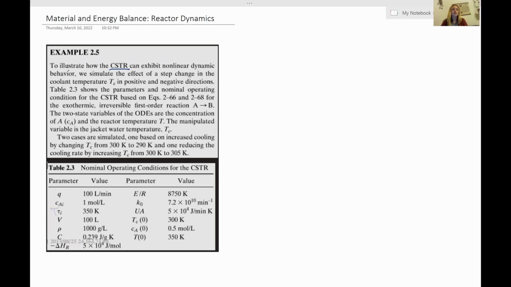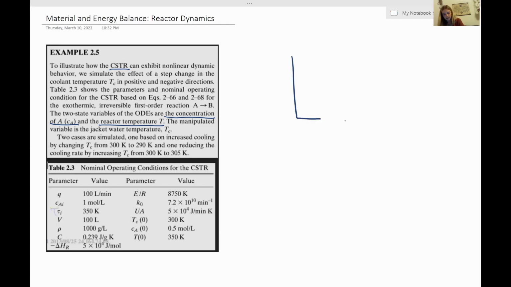We're going to be using this information to come up with differential equations involving the concentration of A and the reactor temperature T. But before we get into all that, I wanted to explain this problem a little bit more and give you guys a drawn diagram of what it's going to look like so you have a better idea of what we're dealing with here.